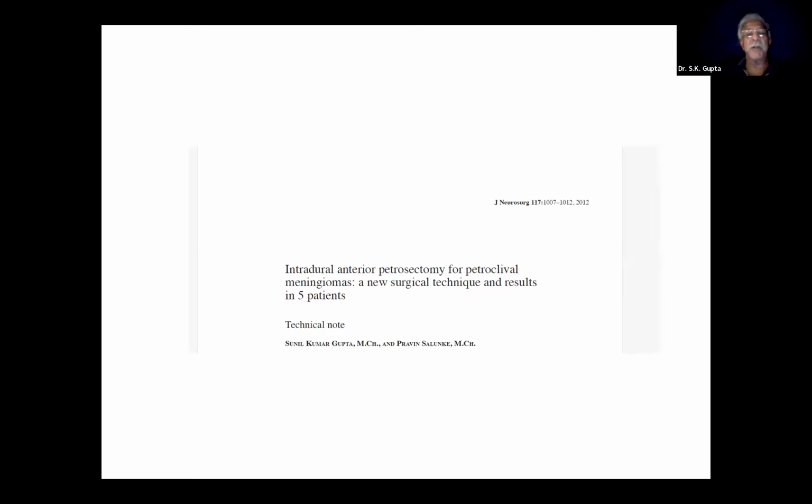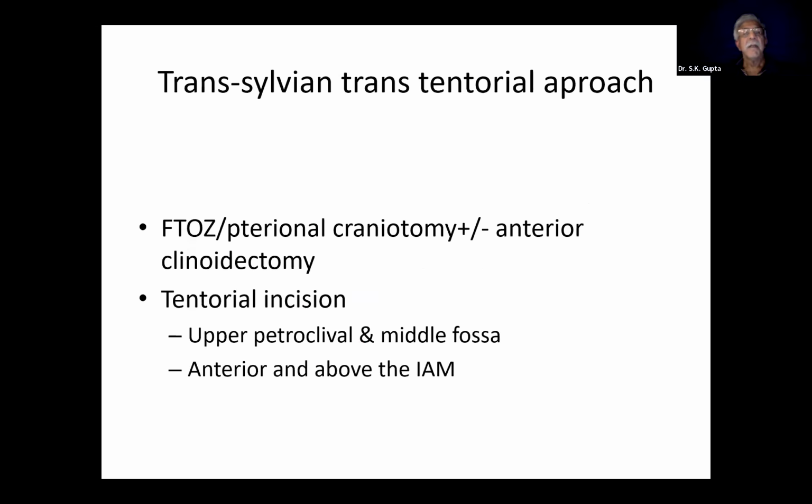specifically for petroclival meningiomas. The standard craniotomy which can be done for this is a frontotemporal-orbitozygomatic craniotomy, or sometimes a pterional craniotomy with or without anterior clinoidectomy. And I do a trans-Sylvian trans-tentorial approach. The tentorial incision is used to approach the lesions which are in the upper petroclival region straddling the middle fossa and the posterior fossa. This is suitable for lesions which are anterior and superior to the internal auditory meatus. Lesions which extend below it or posterior to it are not suitable for this approach.